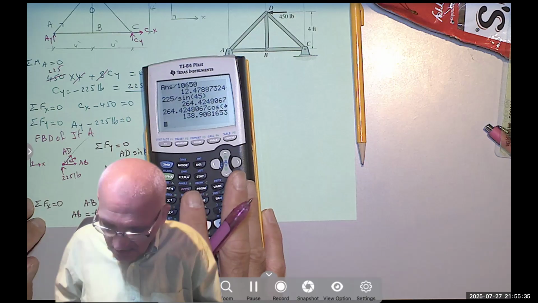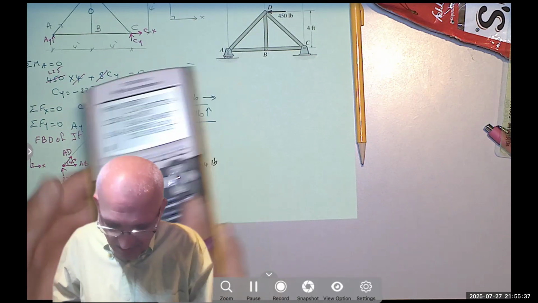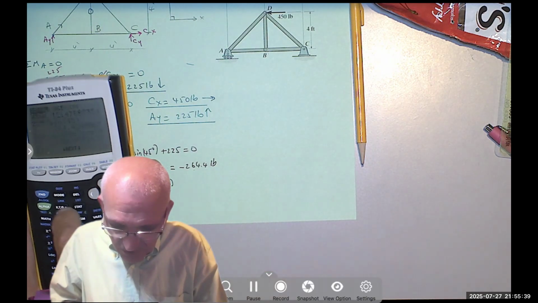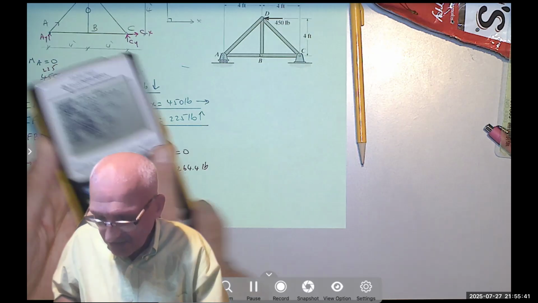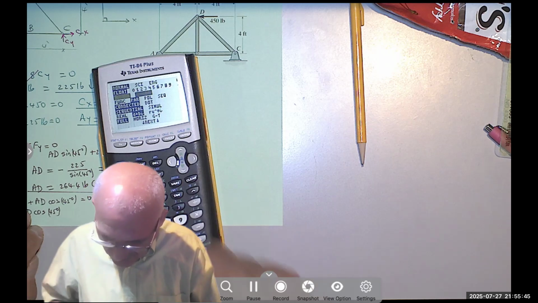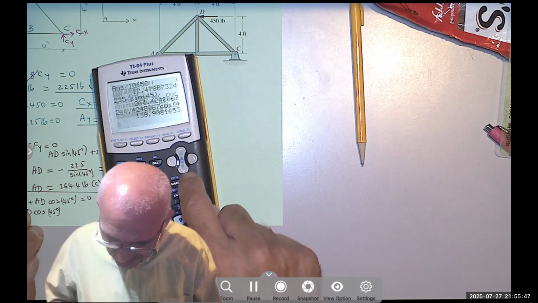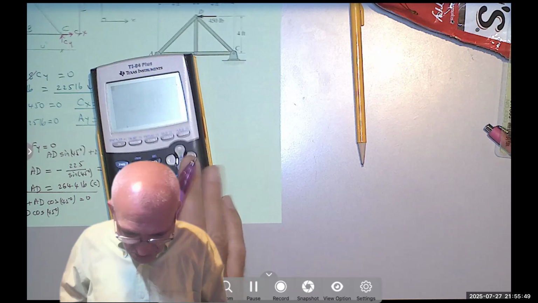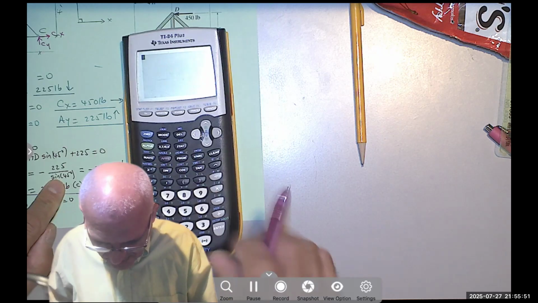138. No, that doesn't make sense. Do I have the mode? Yeah, the mode is radian. That's what I was worried about. I forgot to change that. Oops. So basically this is not correct.